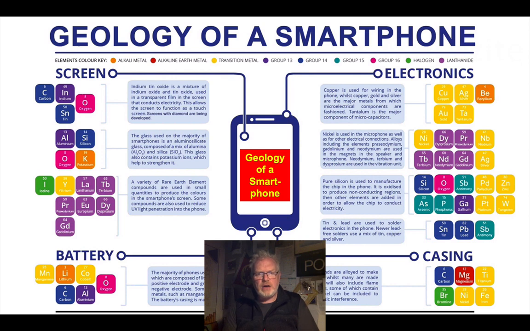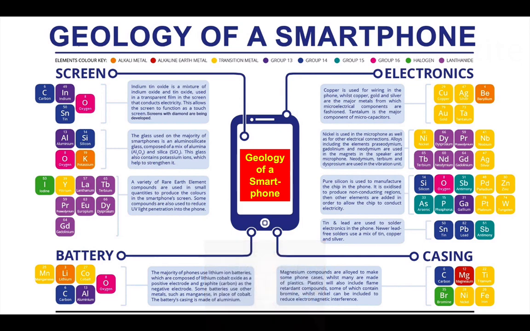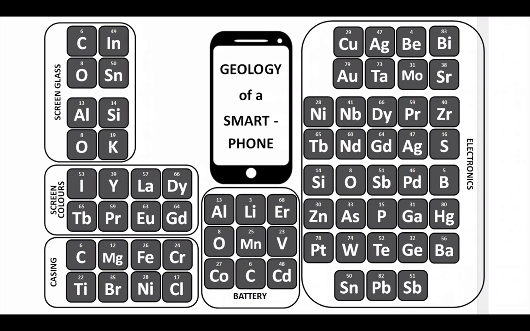I want us to look at how much of the periodic table we actually use. In your booklets, you'll find a simplified version of this diagram. This shows us the elements that go into the different parts of a smartphone. What I'd like you to do is use this information to show which elements on the periodic table you carry around in your pocket.